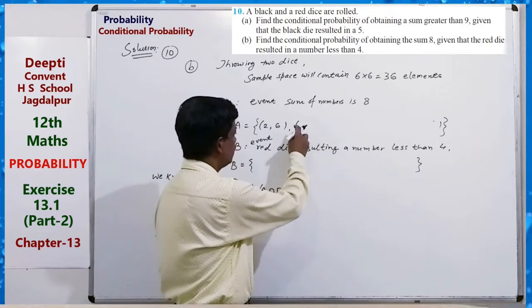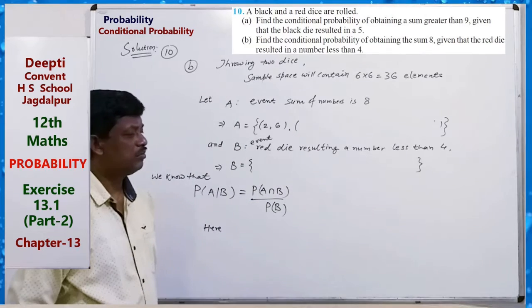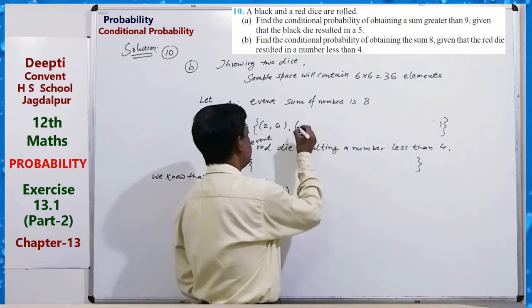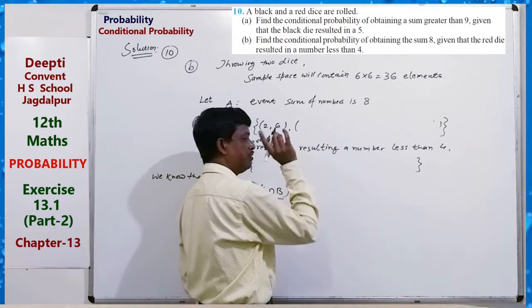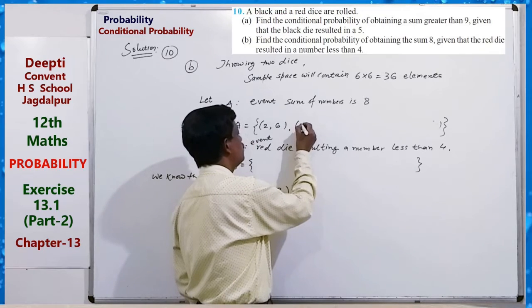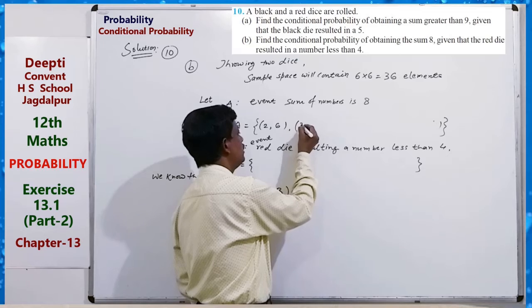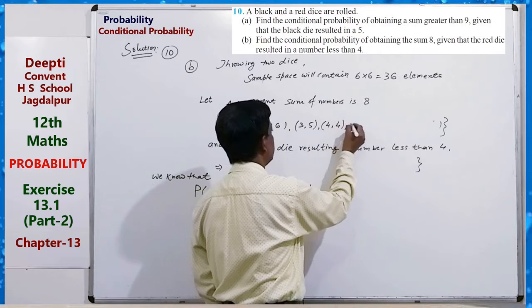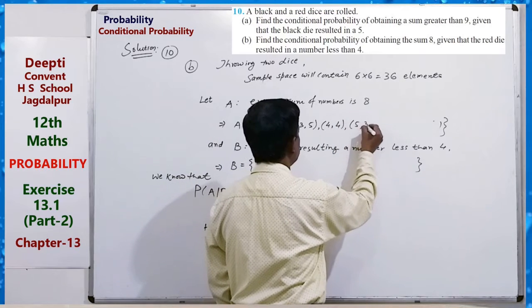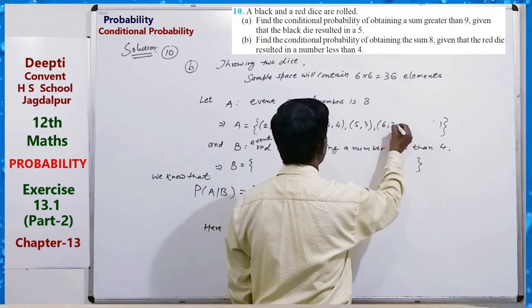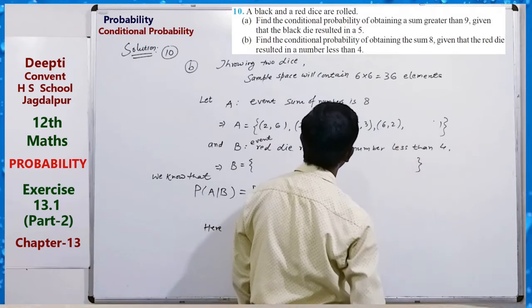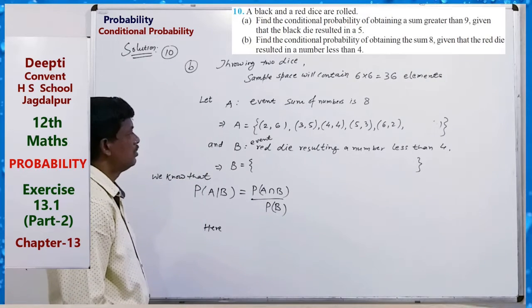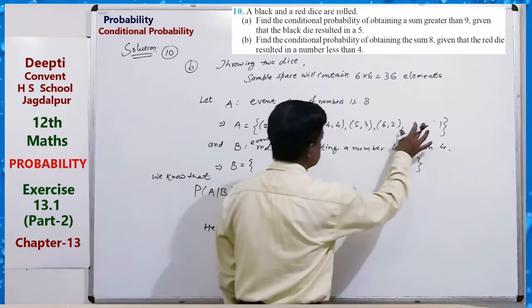Then how many numbers will there be? (2, 6), (2, 3), (5, 4), (4, 5), (3, 6), (2, 6) and so on. Just these are the elements.